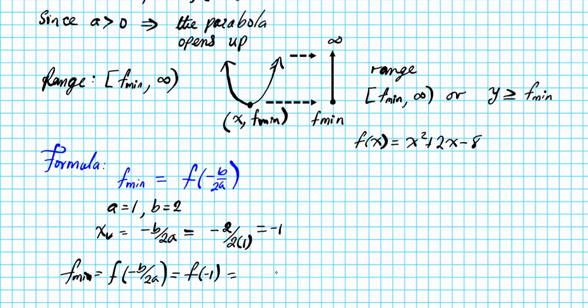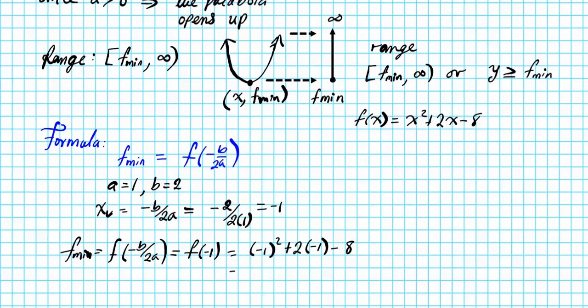So f of negative 1 is going to be negative 1 squared plus 2 times negative 1 minus 8. Now we use our order of operations to simplify this. Negative 1 squared is 1, plus 2 times negative 1 is negative 2, minus 8. So 1 minus 2 is negative 1, negative 1 minus 8 is negative 9. So that is our f minimum. So f min is negative 9.